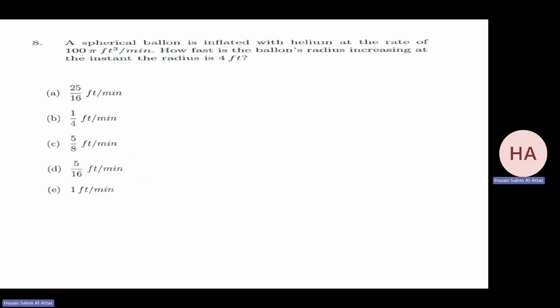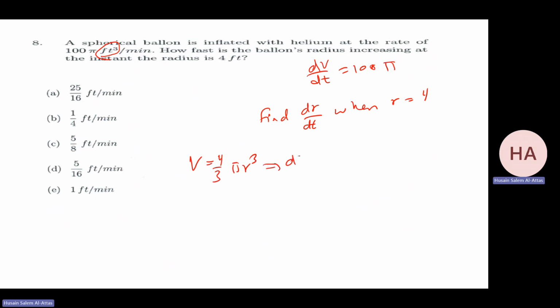Okay. A spherical balloon is filled with helium at the rate of this. This is dV by dt. Sometimes the unit will help when the given is very clear that it is dV by dt. How fast is the radius increasing, find dr by dt when r equals 4? I know V is 4 over 3 pi r cubed. That implies dV by dt equals 4 pi r squared dr by dt. This is what I want. This is given.